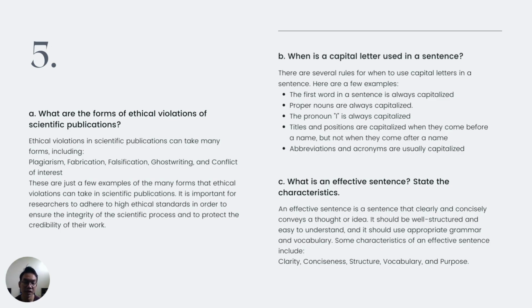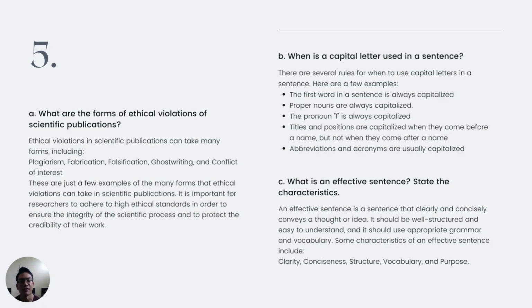B. When is a capital letter used in a sentence? There are several rules for when to use capital letters in a sentence. Here are a few examples. First, the first word in a sentence is always capitalized. Second, proper nouns are always capitalized. Third, the pronoun I is always capitalized. Titles and positions are capitalized when they come before a name, but not when they come after a name. Abbreviations and acronyms are usually capitalized.